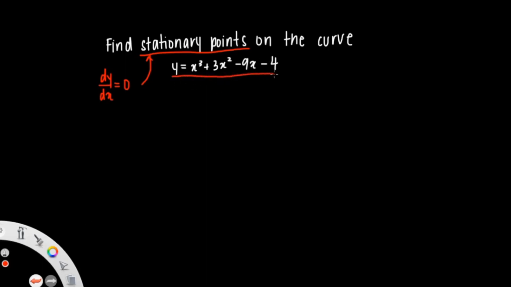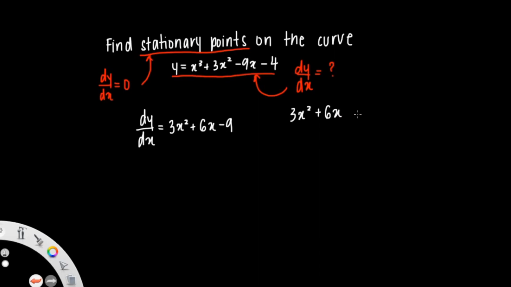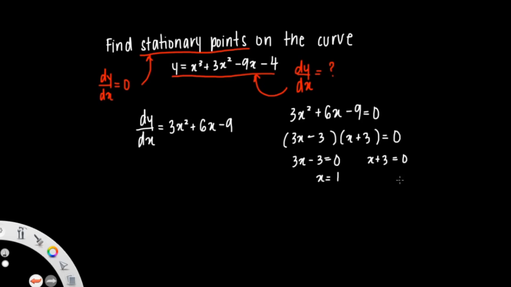And we can use this to find the x values. So now let's find the dy/dx of that equation. So that will be dy/dx equals 3x squared plus 6x minus 9. And since it's a stationary point, we can do 3x squared plus 6x minus 9 equals 0. As you can see, it's a quadratic, and you can just solve this quadratic. So this would be negative 3, and this would be positive 3. Okay, so 3x minus 3 equals 0, so x would be 1. x plus 3 equals 0, x would be negative 3.